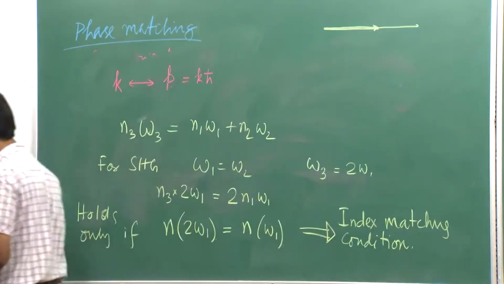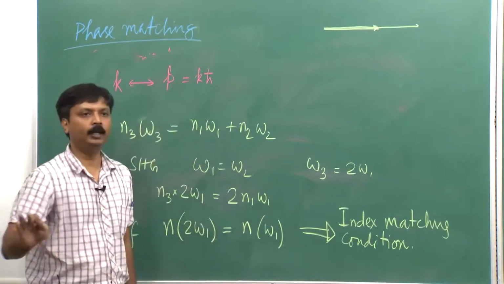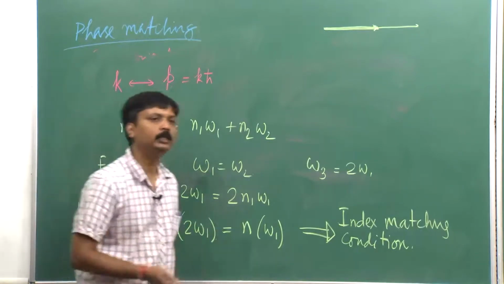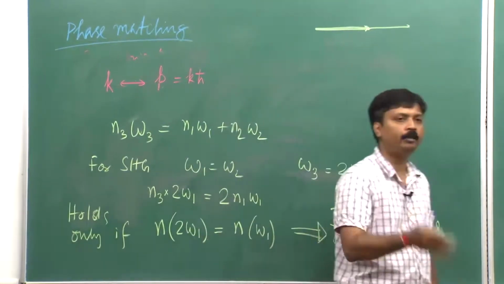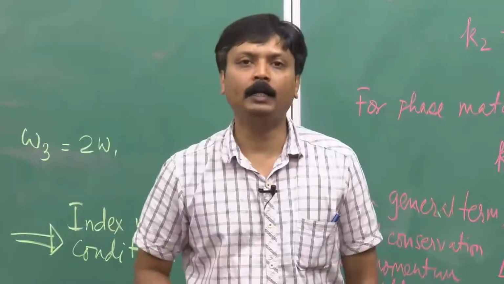Okay. Now, in general, this condition is not fulfilled because I have two different frequencies, and due to dispersion these two frequencies will have different refractive indices. So there are certain ways to fulfill that. We will look at that in the following class.